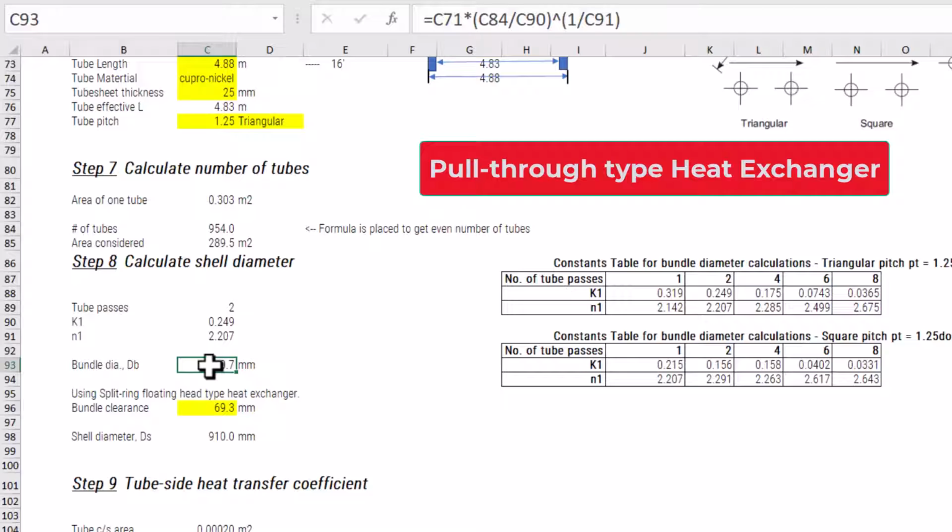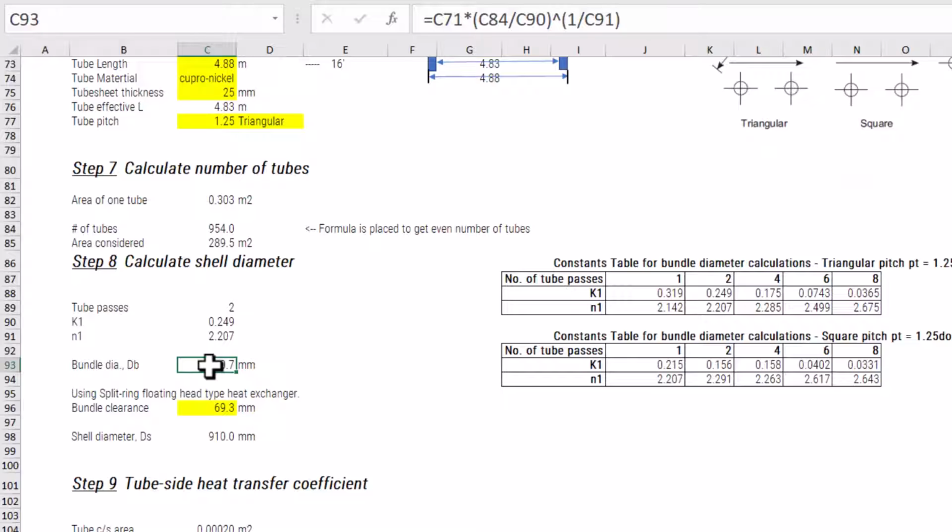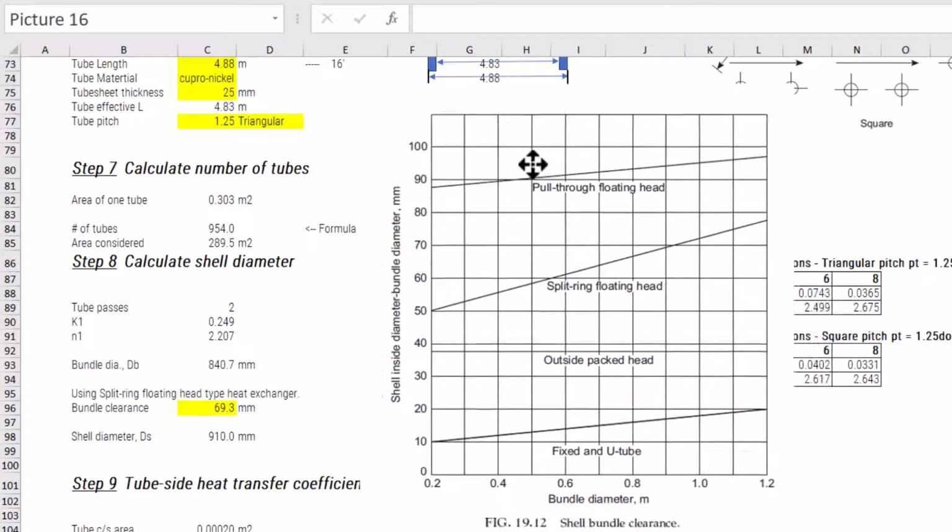So you can easily remove your tube bundle during the maintenance time. But if your heat exchanger is a fixed tube sheet kind of heat exchanger, then you don't need very high clearance. So to calculate or to take a reasonable value of this clearance, there is a dedicated graph in this given Taurus book.